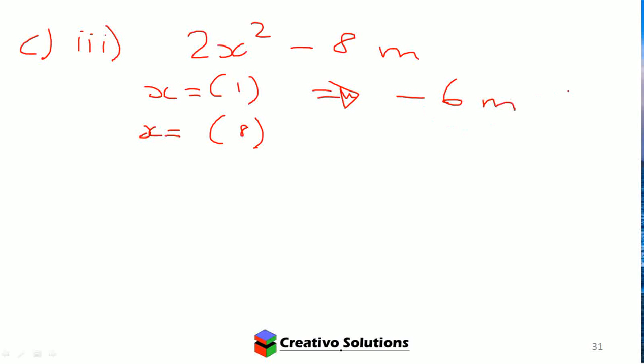You can't have a race that has negative meters. That would be out. Then I've got 8 squared. So 8 times 8 is 64. 64 times 2 is 128. Minus 8 meters gives you 120. 120 meters. Is it possible to run that? Definitely, and that is positive, so the distance of the race is 120 meters.